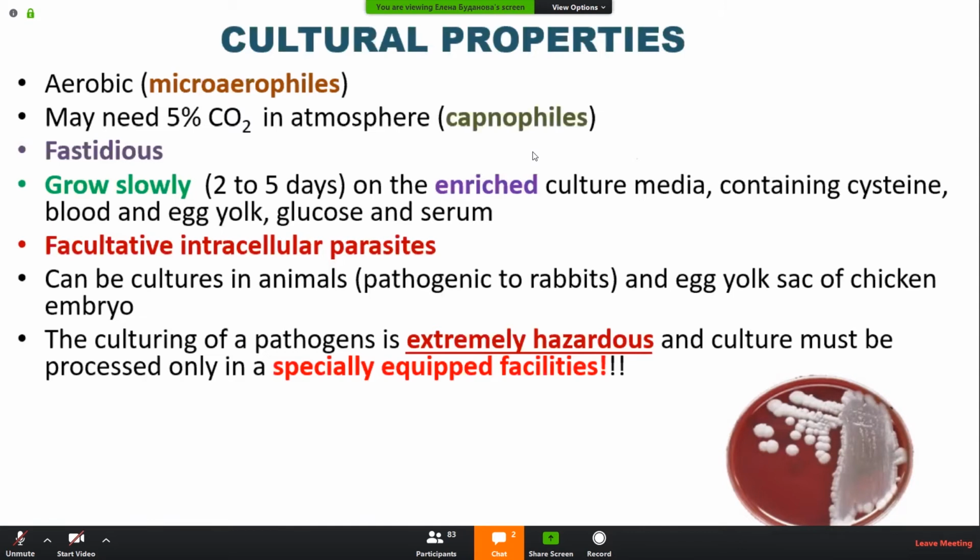Well, so we can say as well that they are facultative intracellular parasites. They survive phagocytosis and they prefer living in the host, in the living cells. That is why as models we can use rabbits, because these bacteria are highly pathogenic to rabbits. And we can use chicken embryo and inoculate it into the egg yolk sac. Working with these bacteria is extremely hazardous as well, so it should be performed in specialized laboratories.